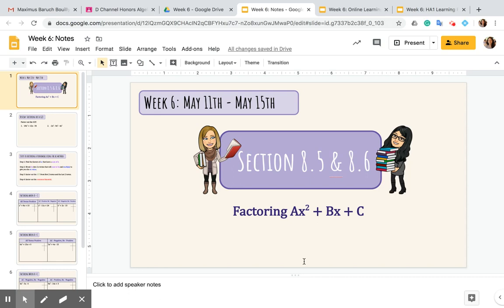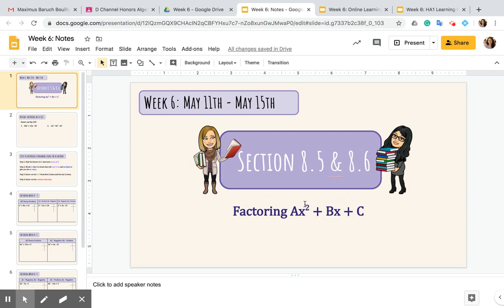We're going to go ahead and move on in Chapter 8. Mrs. Latham and I decided to combine two sections, 8.5 and 8.6, because they more or less cover the same topic. This section is going to be expanding upon our concept of how to factor. Specifically, we're going to be factoring quadratic trinomials.